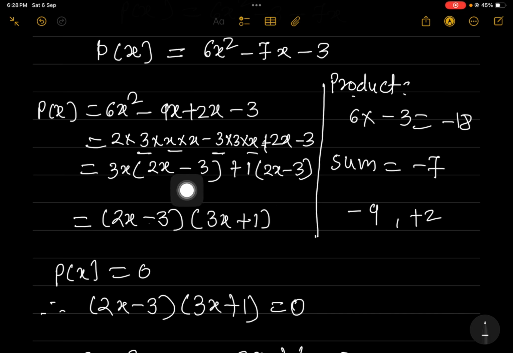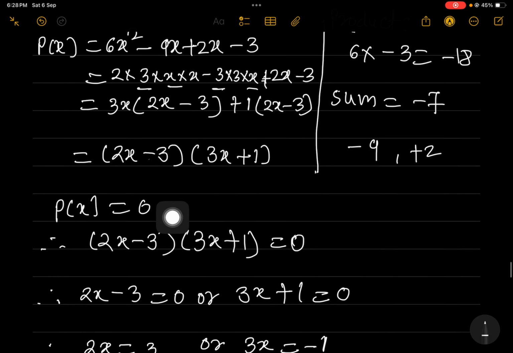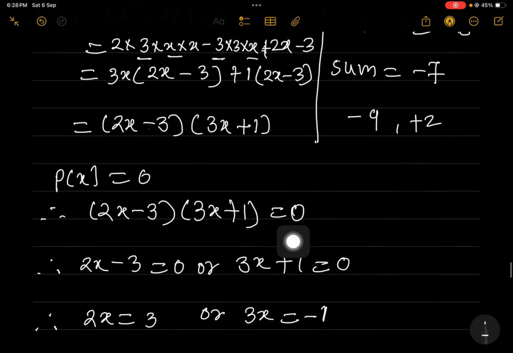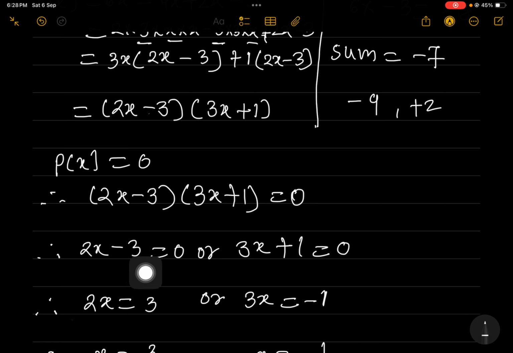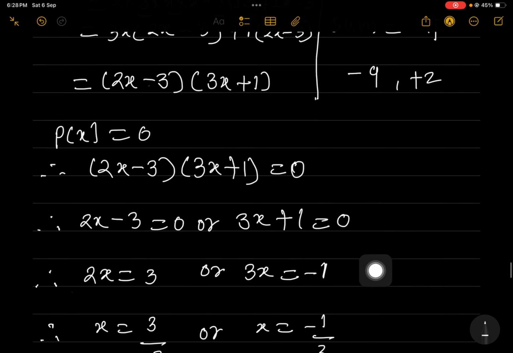So now this is the common. So we are writing here 2x minus 3 and 2x minus 3 common. And what is the remaining then? 3x plus 1 in another bracket, P of x equal to 0. So therefore these two factors we got equal to 0. So 2x minus 3 equal to 0 or 3x plus 1 equal to 0.